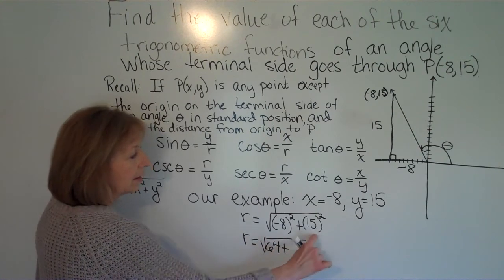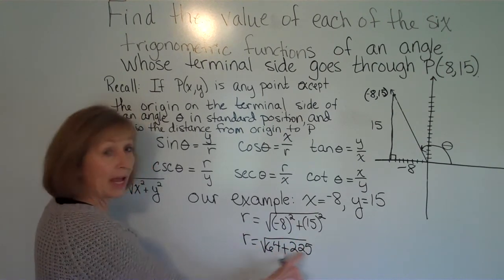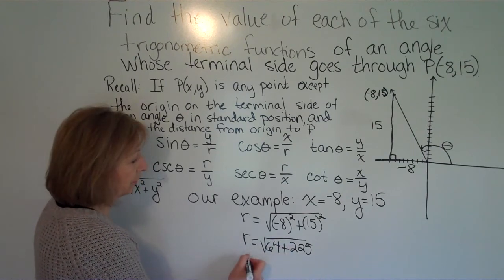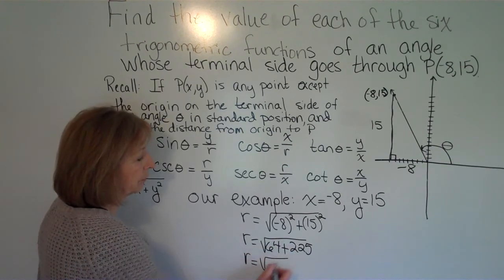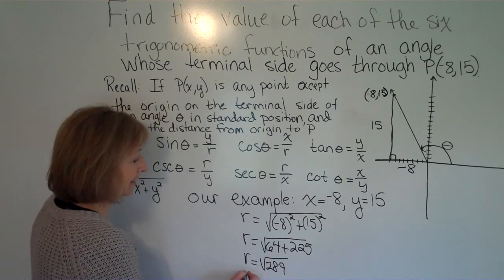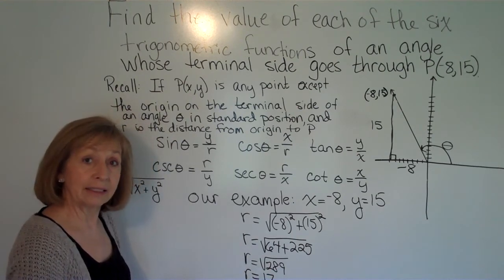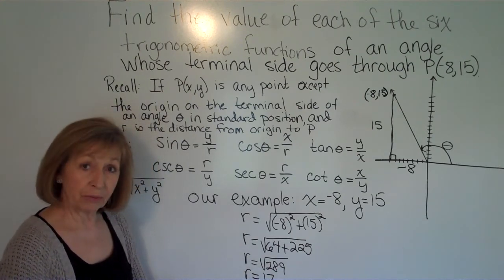15 squared is 225, and you have to add those together before you do the square root. So r is equal to the square root of 289, and the square root of 289 is 17. Now in this one, that does simplify completely to a rational number.